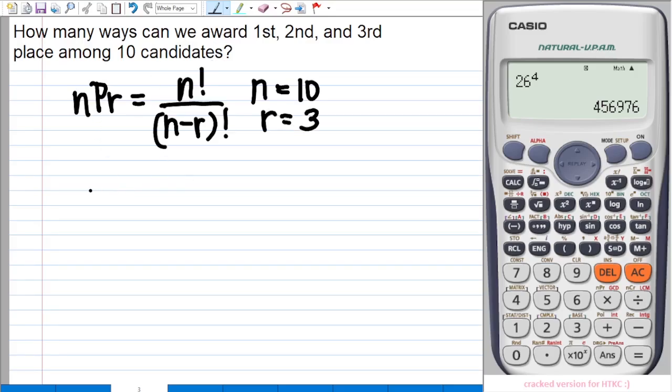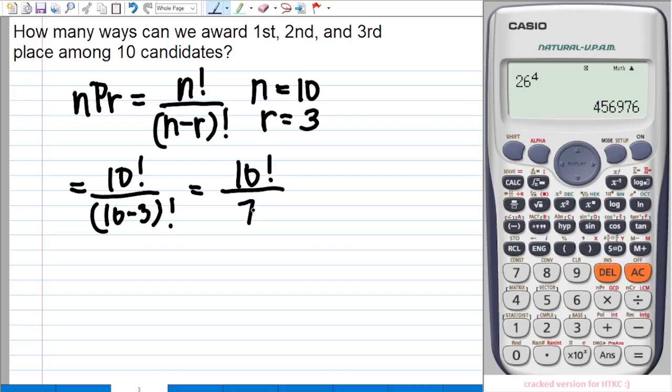Then you just need to plug this n and r into the formula. So n factorial, this will be 10 factorial over n minus r factorial, so that will be 10 minus 3 factorial. So the final answer will be 10 factorial over 7 factorial. Just use the calculator. So fraction 10 shift factorial over 7 shift factorial.